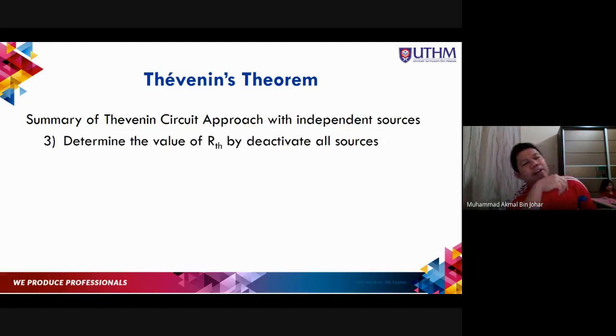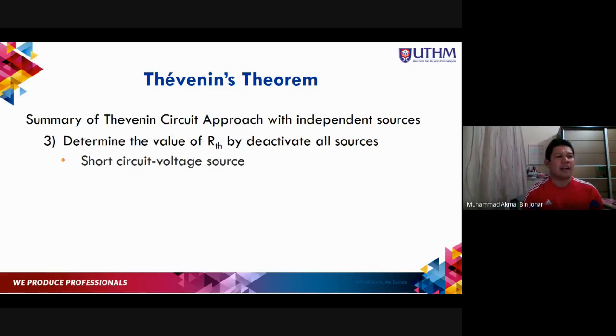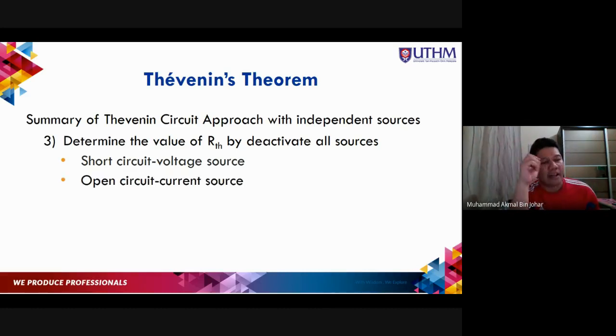Then we determine the value of R Thevenin by deactivating all sources. Bagaimana nak dapat R Thevenin tu from circuit A? So what you need to do is kita akan deactivate all current sources ataupun voltage sources yang independent di dalam litar tersebut. Dan kalau dia adalah voltage sources, maka kita akan gantikan dia dengan wire ataupun short circuit, menjadikan dia short circuit. If it's current sources, then we replace it as an open circuit situation.